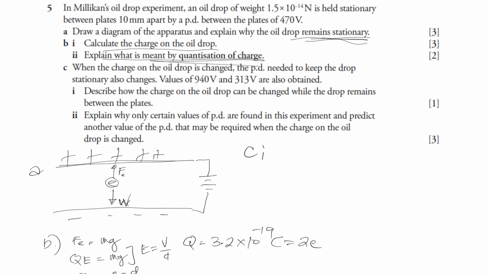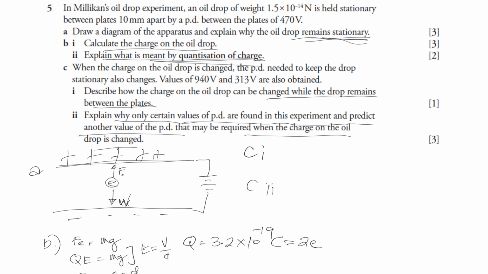Describe how the charge on the oil drop can be changed while the drop remains between the plates. Answer. A source of beta radiation ionizes the air so that the oil drop can either pick up or remove charge. C II. Let's go to the C II. Explain why only certain values of PD are found in this experiment and predict another value of PD that may be required when the charge of the oil drop is changed.